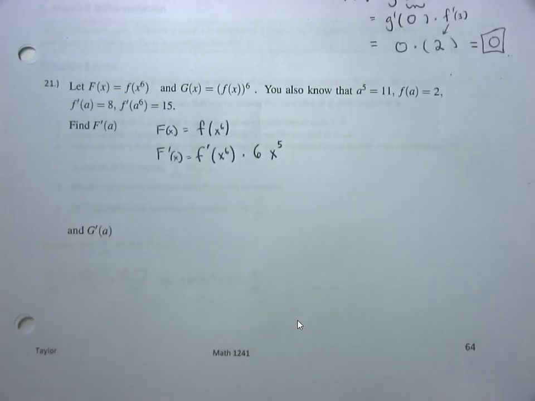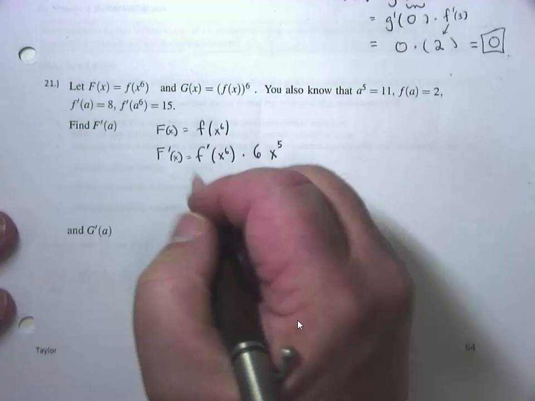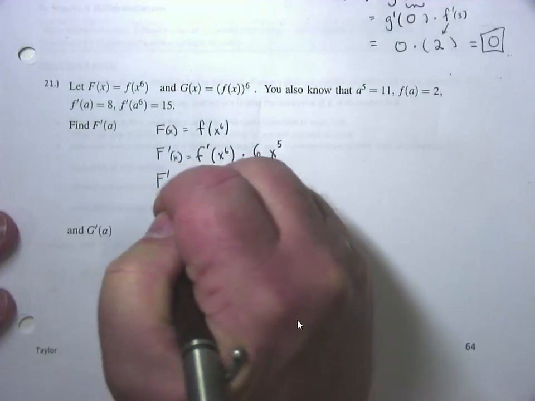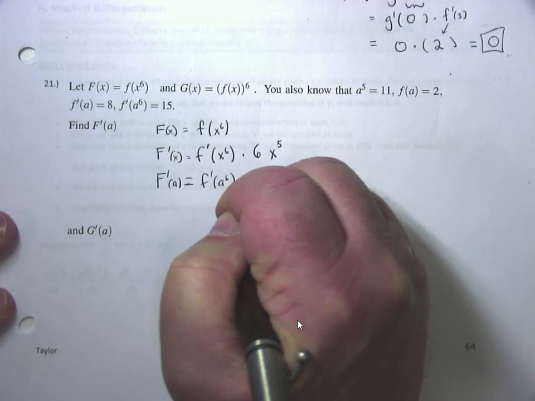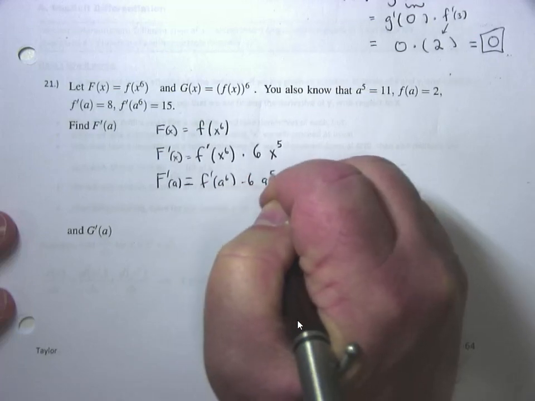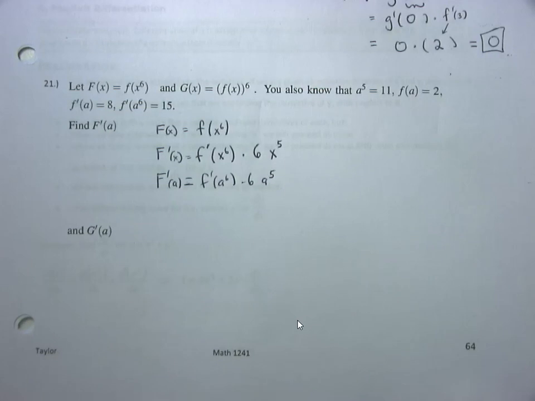Does that make sense? But now, they didn't want big F prime of x. They want big F prime of a. So big F prime of a would be equal to f prime of a to the 6 times 6 times a to the 5th. All I did was replace all my x's with a's.